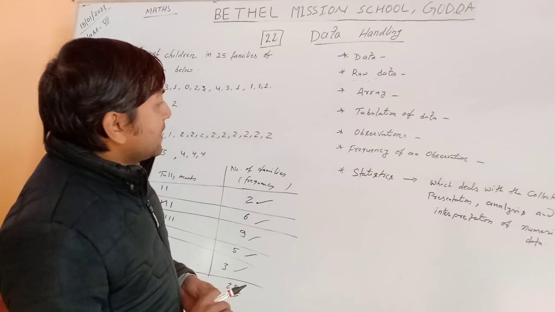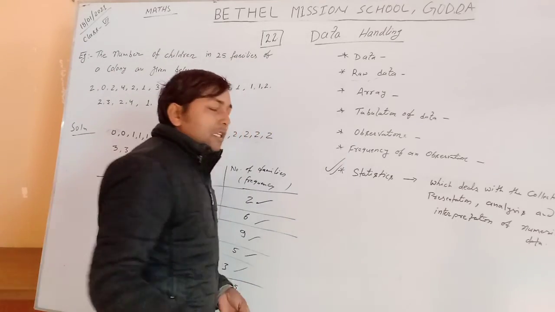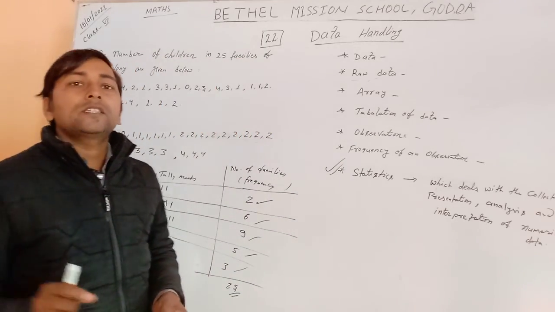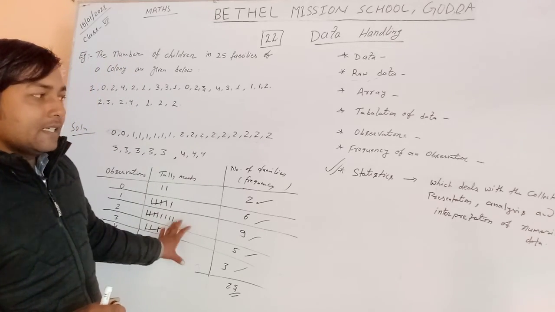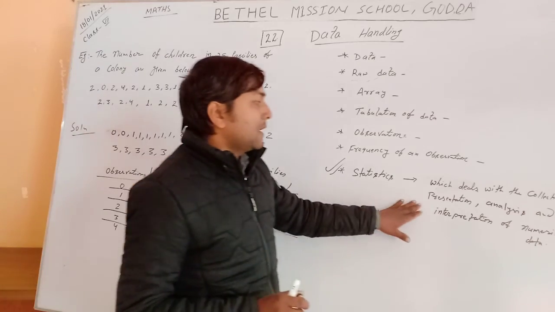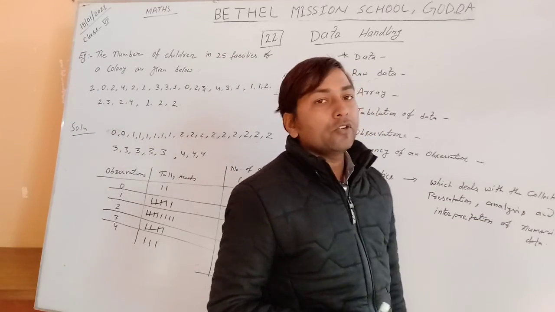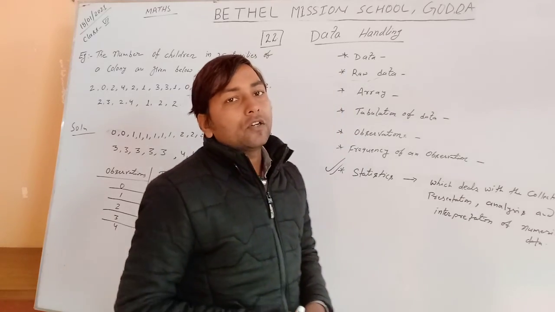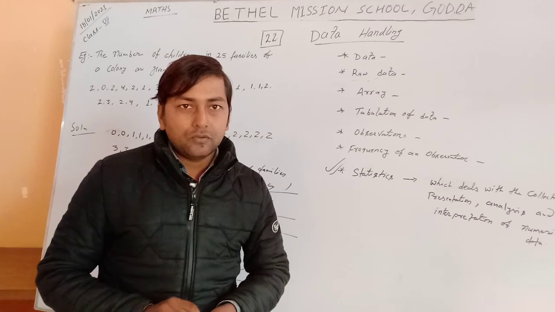Okay, and at last, what is statistics? The science in which you study the arranging, the collection, the presentation, analysis, and the interpretation of numerical data is known as statistics. It is a part of science also.